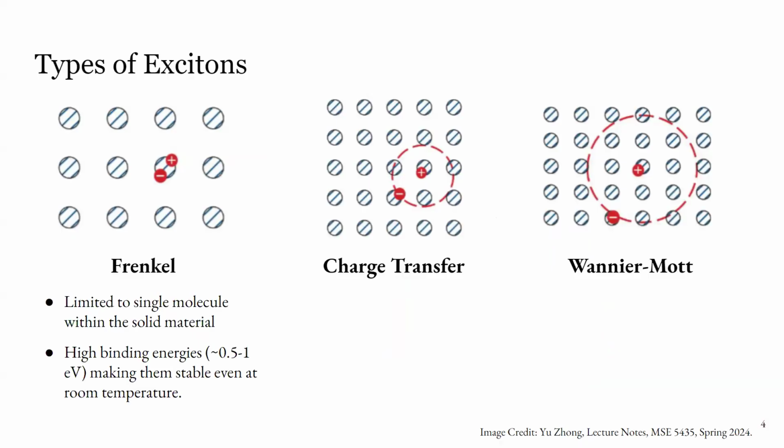The Frenkel excitons, termed molecular excitons, are usually limited to a single molecule within the solid material. Their energy is affected by the polarization of the surrounding medium. This type of exciton can easily move through the material by jumping from one molecule to its neighboring molecules, and they're the primary influencers of the optical characteristics of organic semiconductors due to their high binding energies. This makes them stable even at room temperature.